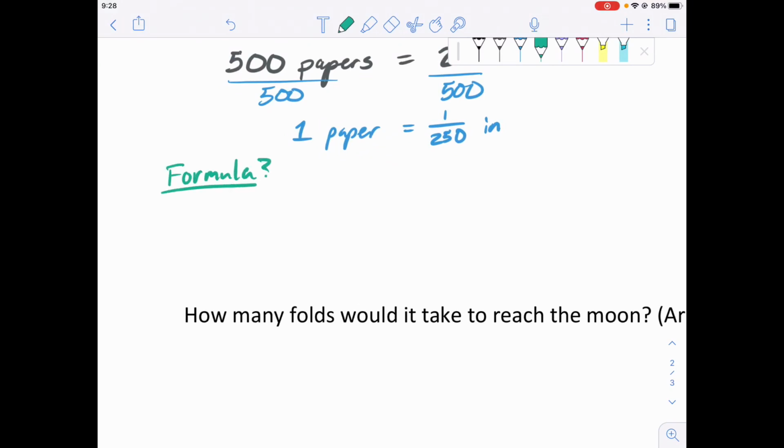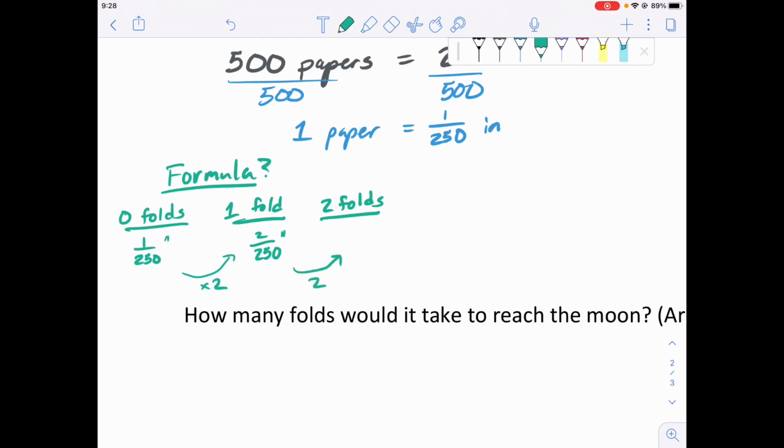Well, we're going to approach it the same way we did A and B. So if we have 0 folds, we haven't done anything, we just have our sheet of paper. We are 1/250th of an inch thick. 1 fold, it doubles, times 2. We get 2 over 250 inches. 2 folds. Well, we're folding this, so this is going to double. That gives us 4 over 250.